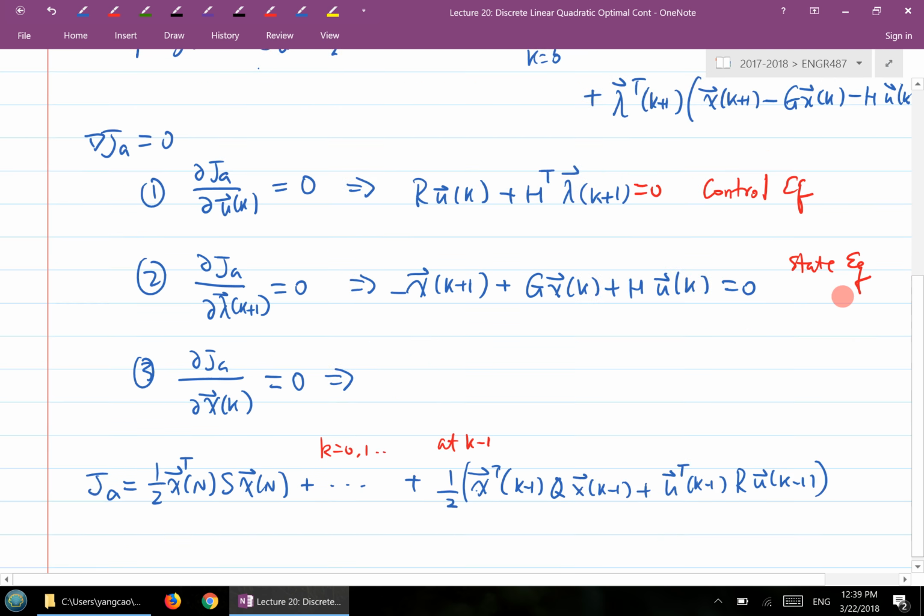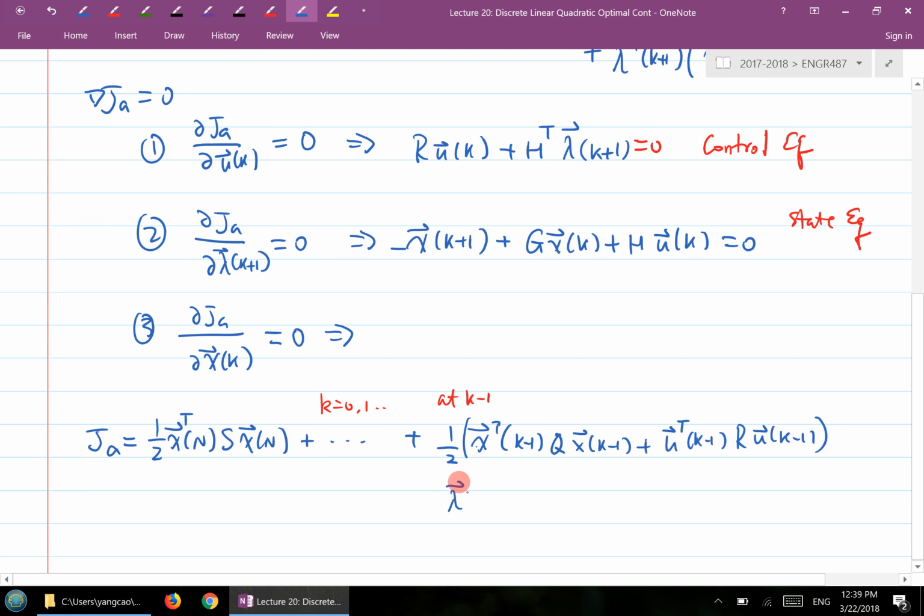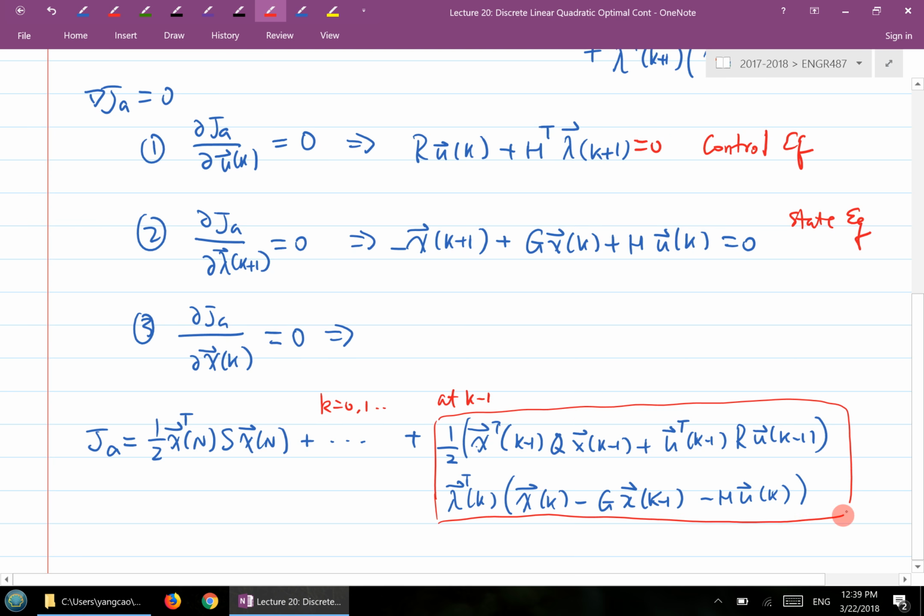So the index for this term is lambda k transpose times x k minus g x of u k minus 1, plus, not plus, minus h u of k. Right, so this whole thing out of here is when k is at the step k minus 1 value. Okay. That make sense?